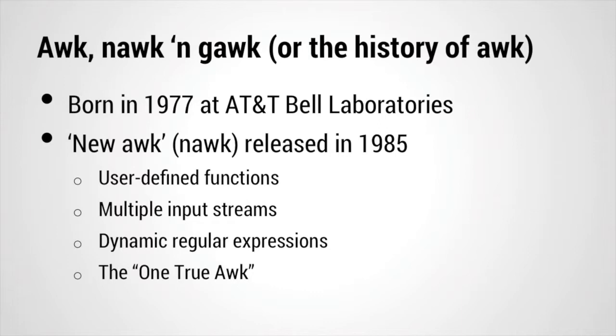But the last of the three, Brian Kernighan, kept working on it, and in 1985, 8 years after the original, released a brand new version of awk, which was dubbed New Awk, or nawk for short. It's more lovingly referred to as the one true awk, because it was the only one of the many awk forks that was developed by one of the founders.